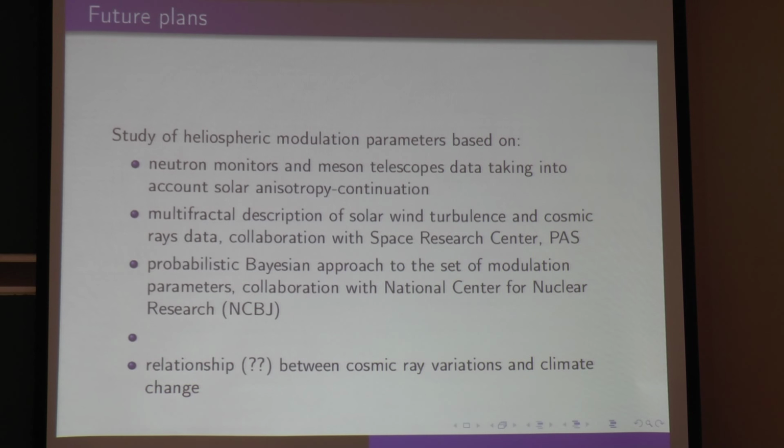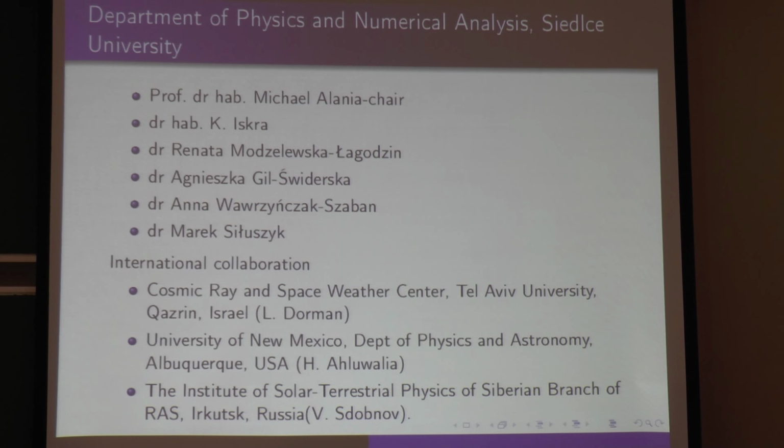And we want to also study the relationship, if any, between cosmic ray variation and climate change. This is our Department of Physics and Numerical Analysis, Professor Michaela Wania, Chair, Professor Iskra, it's me, and my colleagues Agnieszka, Anna and Marek. We have also international collaboration with the Cosmic Ray and Space Weather Center with Professor Dorman, University of New Mexico Department of Physics and Astronomy, Professor Hadzi Kaluvalia, and the Institute of Solar Terrestrial Physics of the Siberian Branch of the Russian Academy of Sciences with Professor Zdobny.